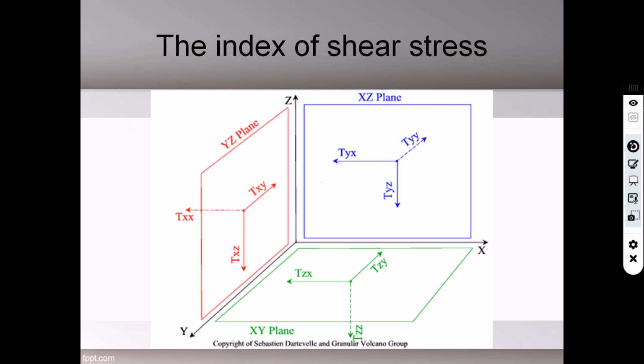Nevertheless, some of you may have a question: how can we describe a surface with one index? Okay, so let me show you. Okay.